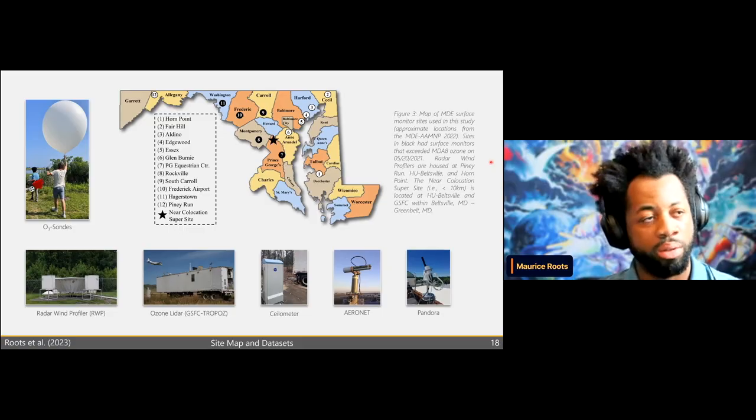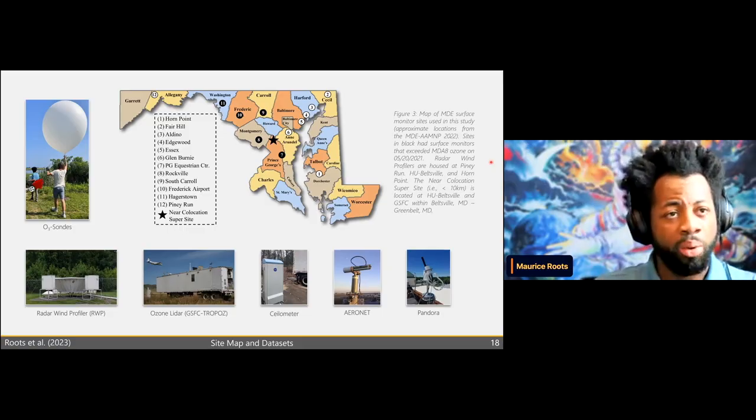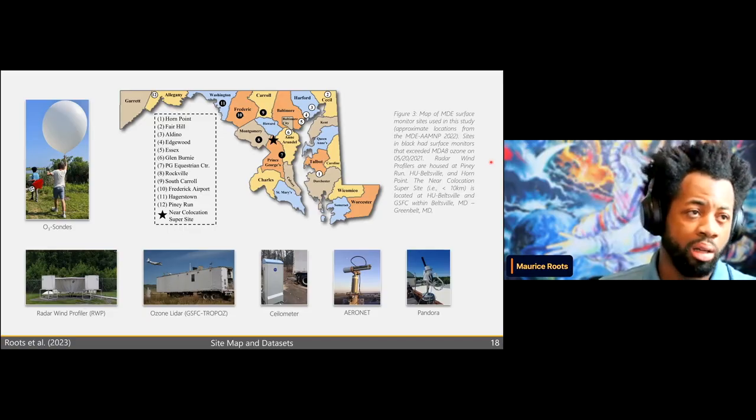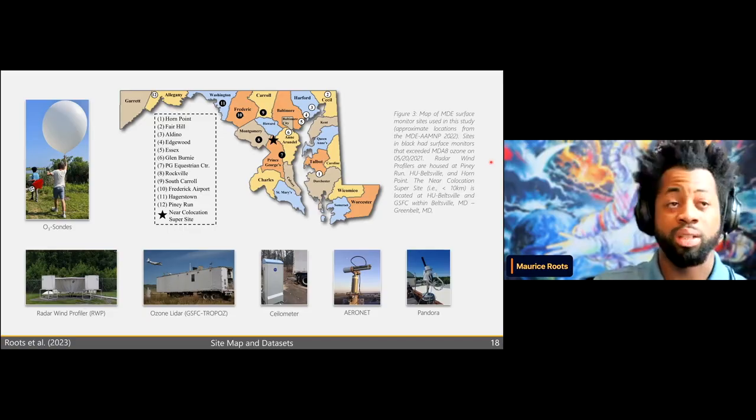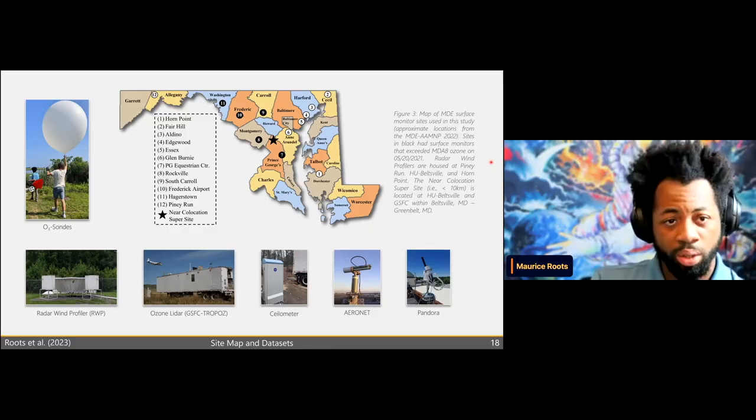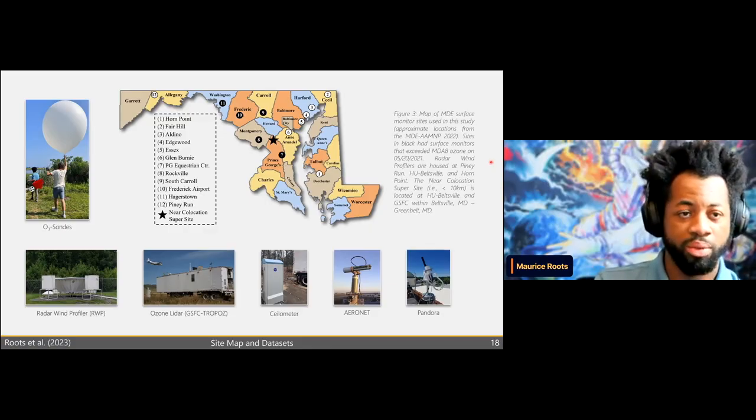And I've also used in the analysis AERONET and Pandora, which are the passive systems, which are really good for getting you things like column amounts, and they have a much more extensive network. I won't be showing those for the sake of time, but I do discuss them in my articles.